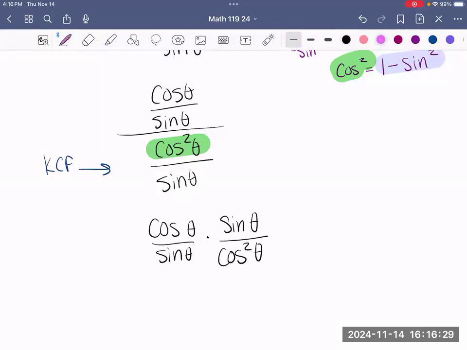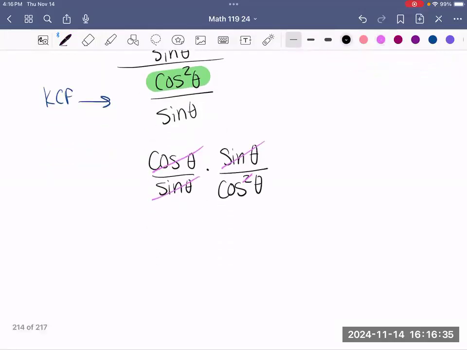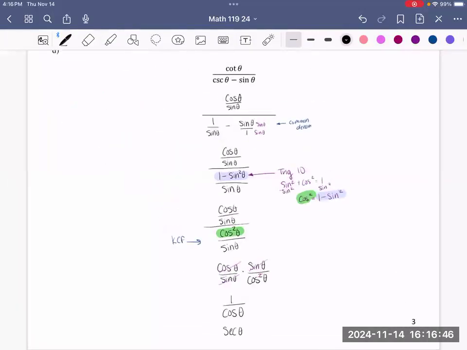Now what's going to happen? Well, your sines are going to cancel. One of your cosines is going to cancel with the bottom one. So we have 1 over, and we have a cosine of theta left over, which means that this whole thing is really a secant of theta. So this whole thing can be written as secant theta.